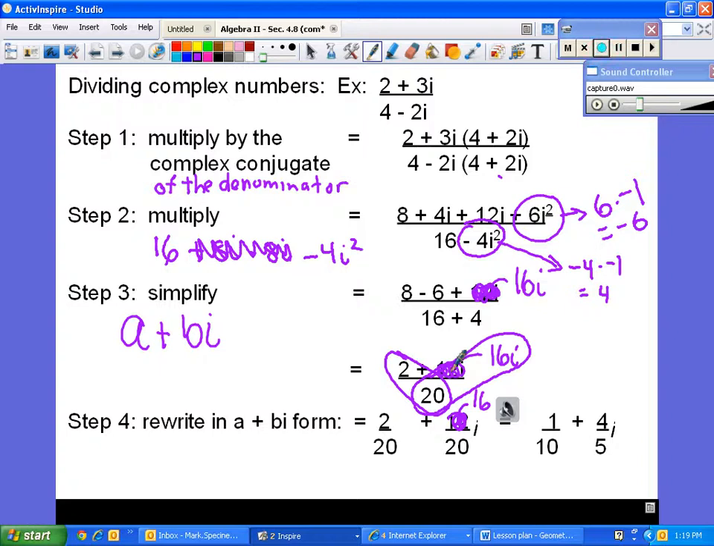Please note that if your answer is in a plus bi form, it's going to be number plus number and then the i. The i is actually separate from the fraction. So you're not writing 4i over 5 or 4 over 5i. You're simply writing 4/5 and then the letter i.